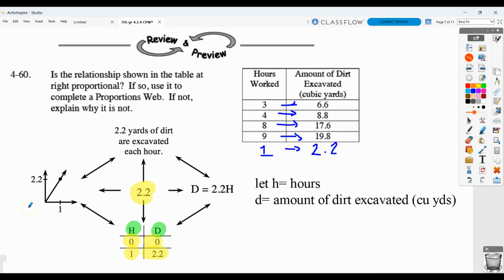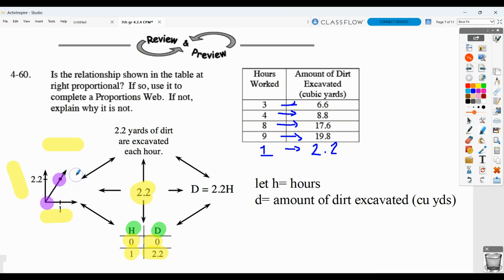Now, their graph is really simplistic. It should be more than this. First of all, it should have a title. Secondly, it should have labels. So, like this would be hours worked. This would be amount of dirt excavated in cubic yards. And then, really, it probably should be done on graph paper. So, what they're doing is they're graphing points from their table, but you could again always graph points from this table as well. So 0, 0 is right here in the corner. And then they went over 1 and up 2.2 and put the second point, and then they connected.